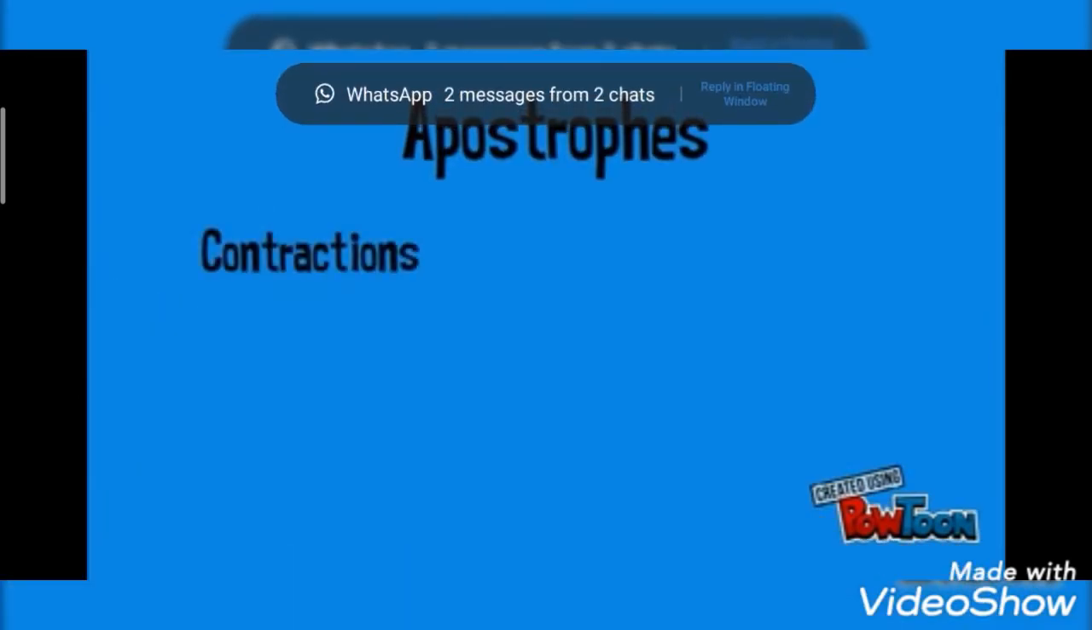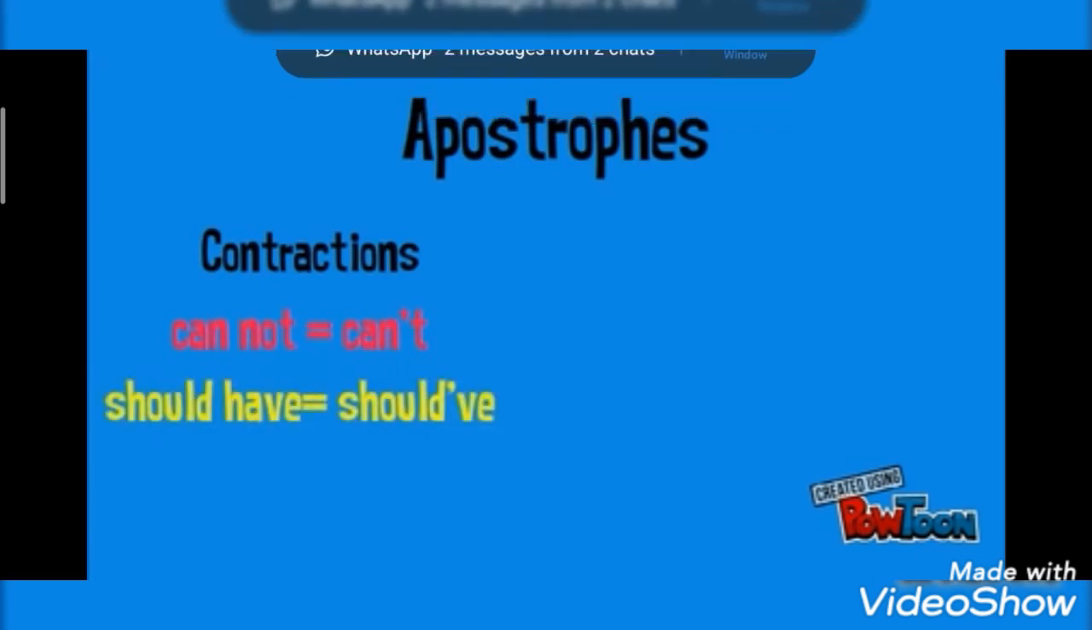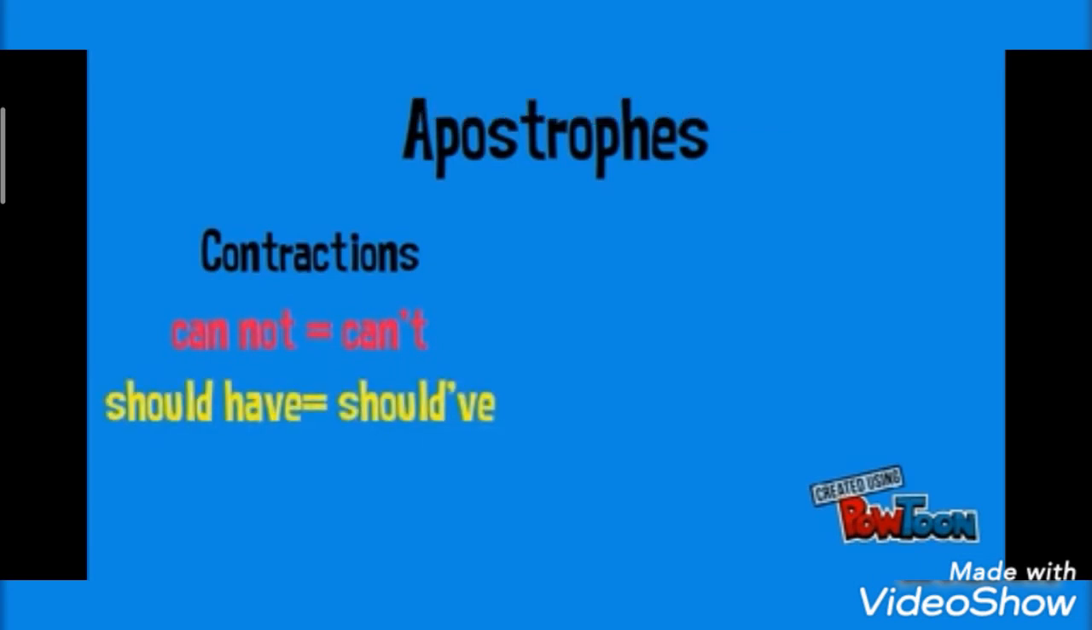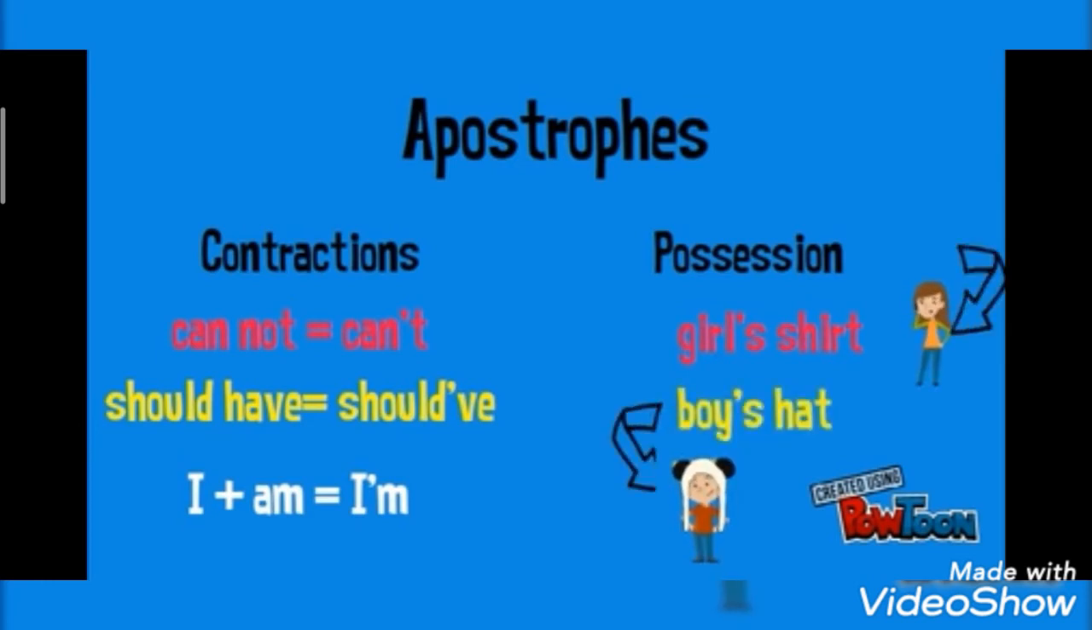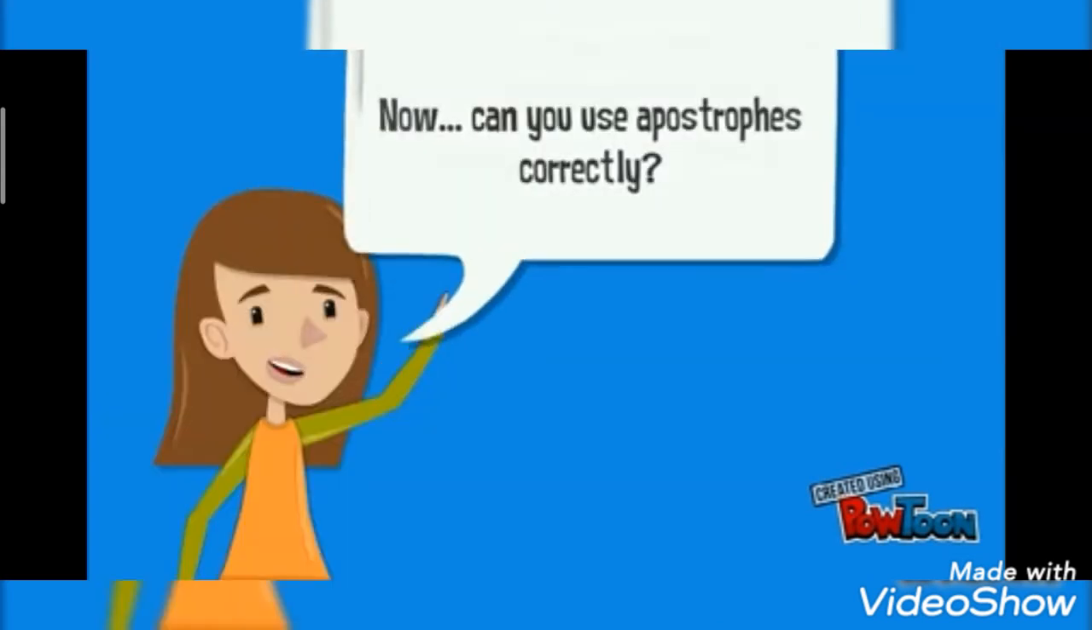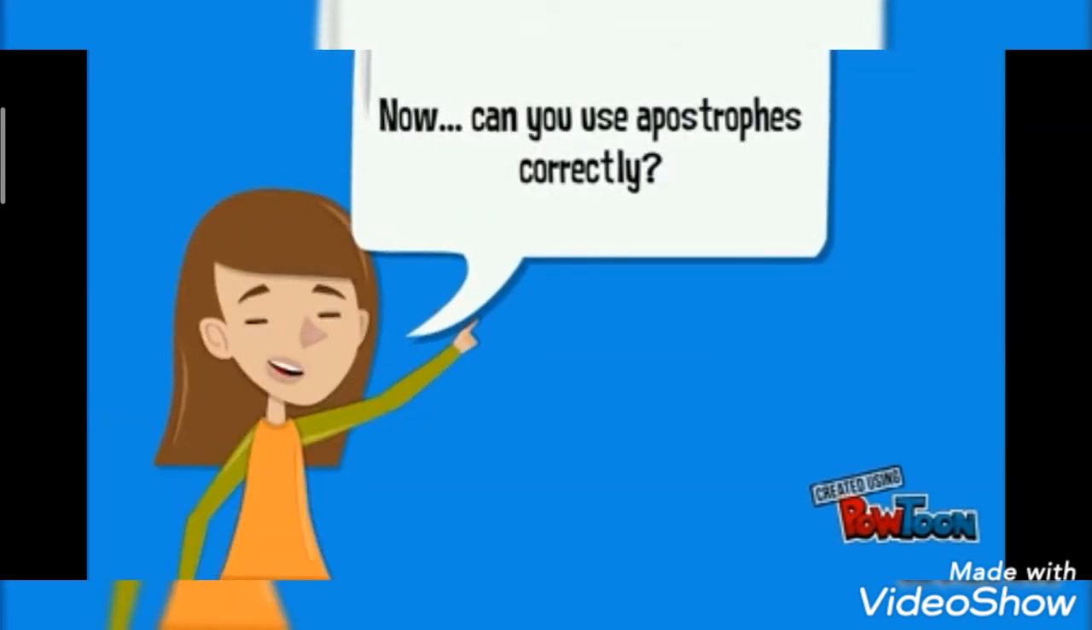Apostrophes can be used for contractions. Can not is can't. Should have is should've. I am is I'm. Apostrophes can also be used to show possession. This is the girl's shirt and the boy's hat. Now, can you use apostrophes correctly?